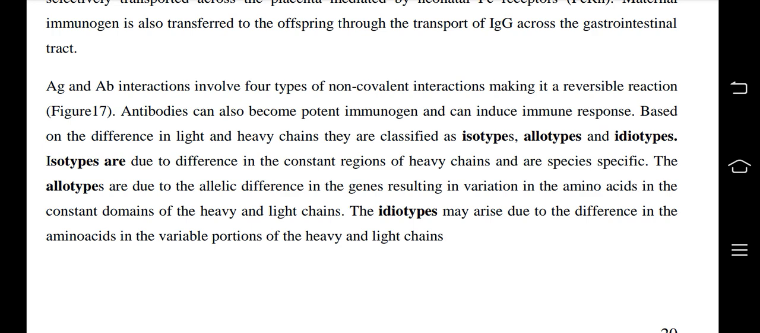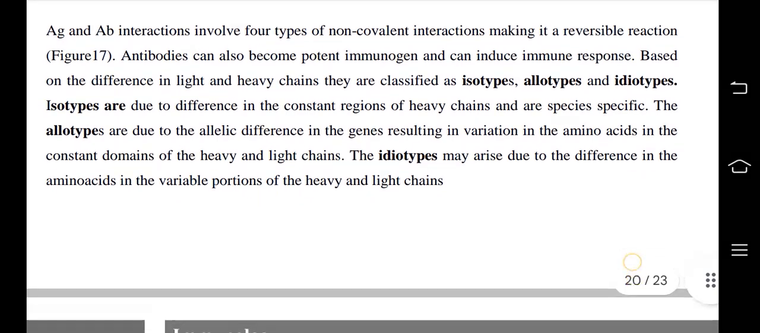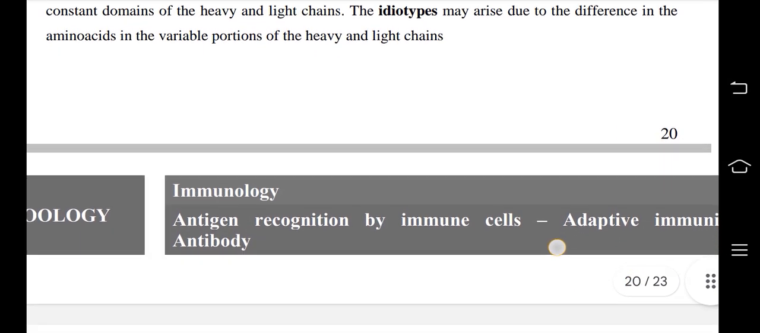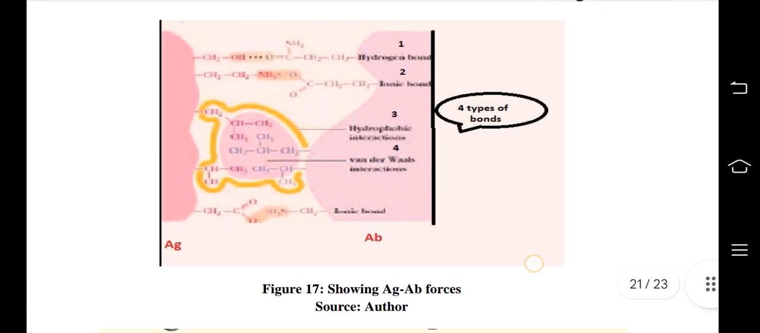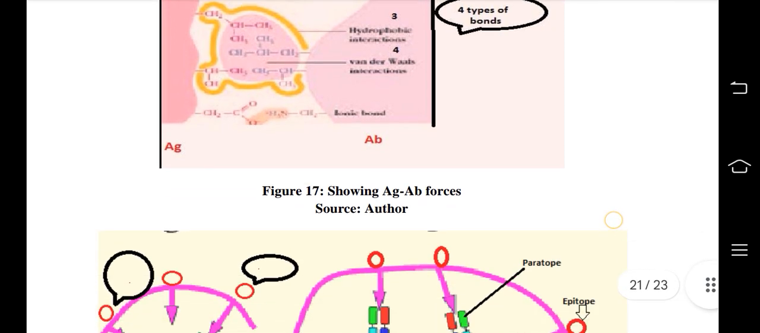Isotypes are due to differences in the constant region or heavy chain, and they are species specific. The allotypes are due to allelic differences in the gene, resulting in variation in the amino acids in the constant domains of the heavy and light chains. The idiotypes may arise due to differences in the amino acids in the variable portions of the heavy and light chains. Amino acid difference creates idiotypes. The 4 types of bonds: hydrogen bond, ionic bond, hydrophobic interactions, and van der Waals forces.